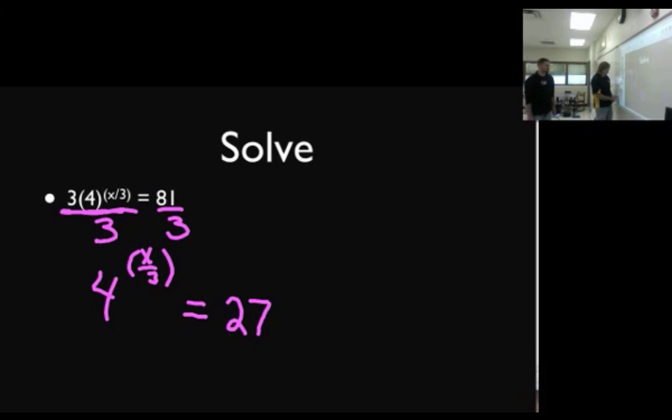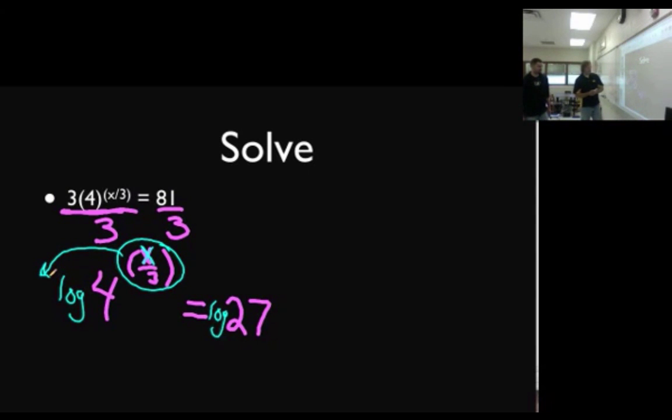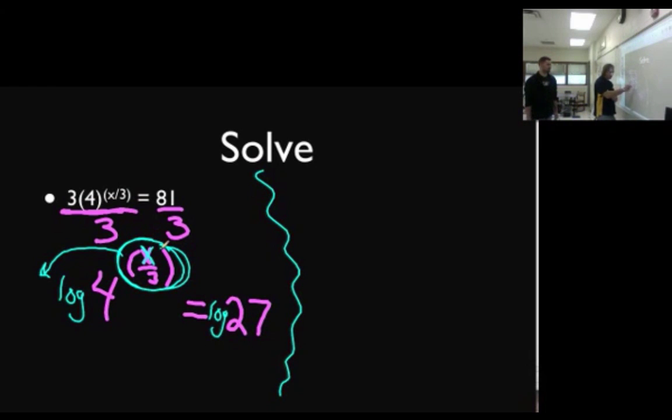Now, I've still got this x up here in the exponent. And I want that out of there. Even though it's attached to the 3, I want to get that out of there. So let's take the log of both sides. Now, we could have taken the natural log of both sides, couldn't we? It really wouldn't have mattered. Now, this whole parenthesis gets moved out front. So we have x over 3 up front times the log of 4 equals the log of 27.